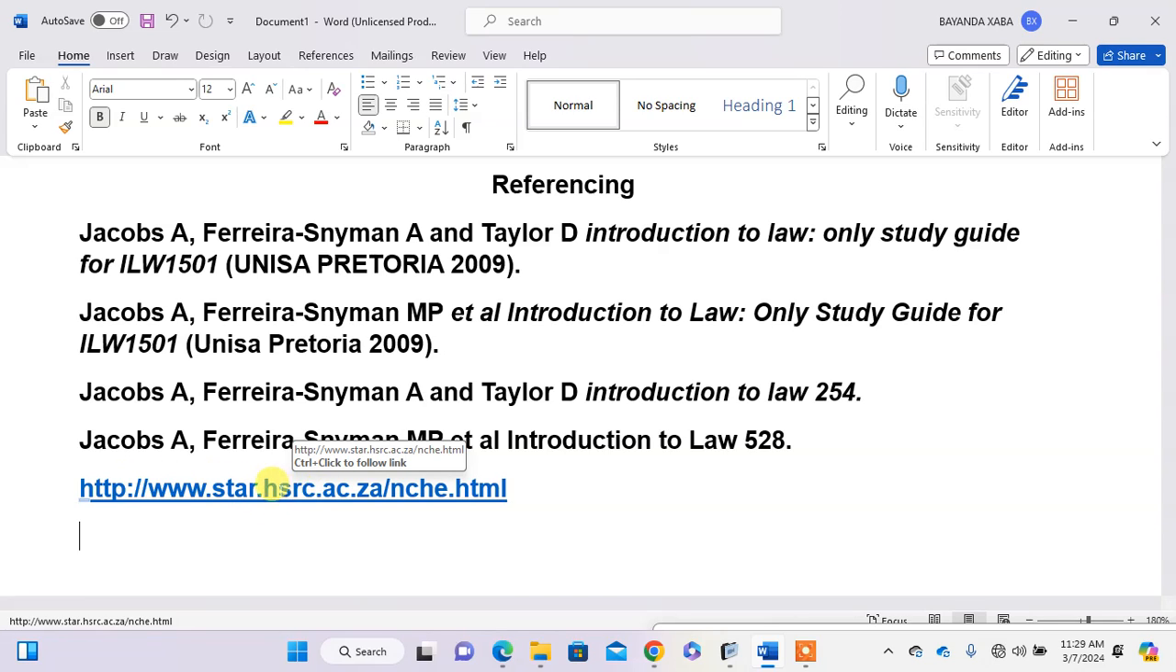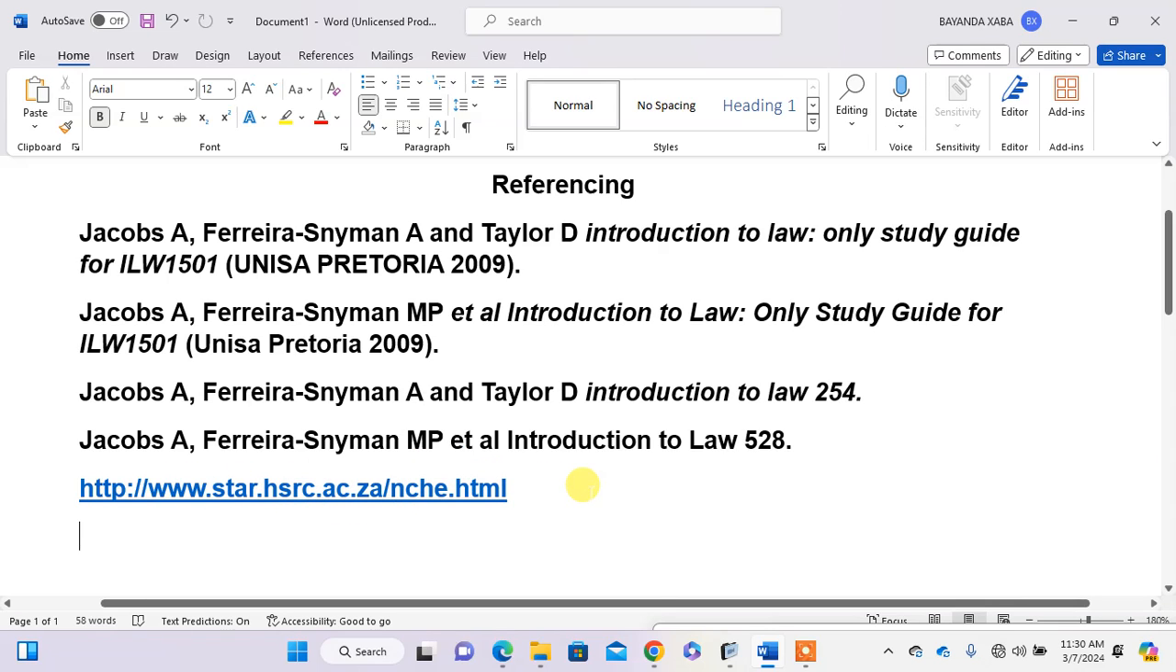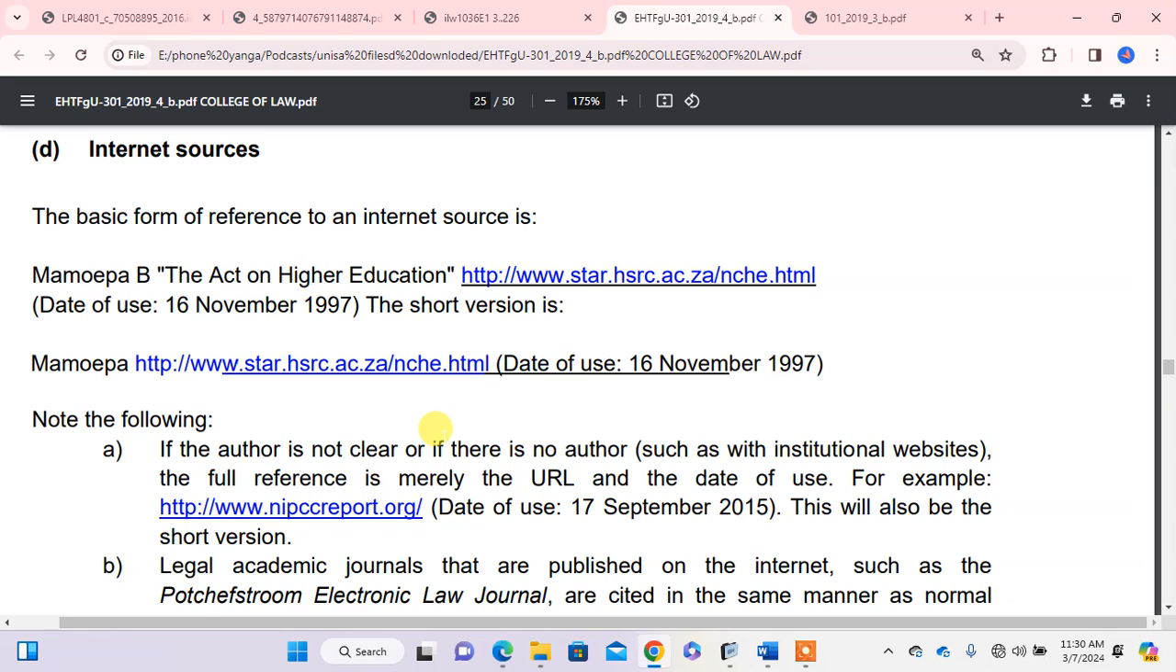So if you have a problem with the internet sources, you will hit us in the comments, and then you will tell us the problem of the source that you want to copy, and how we can reference such a source, since there are 1,000 sources out there.